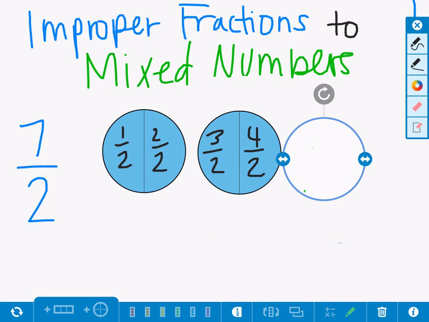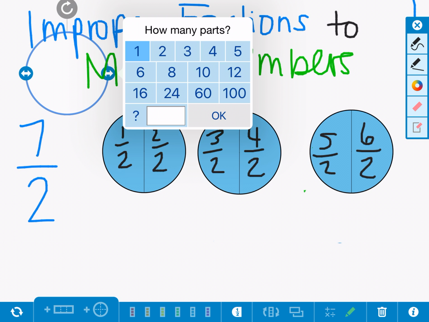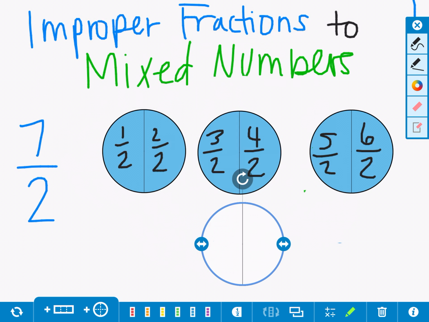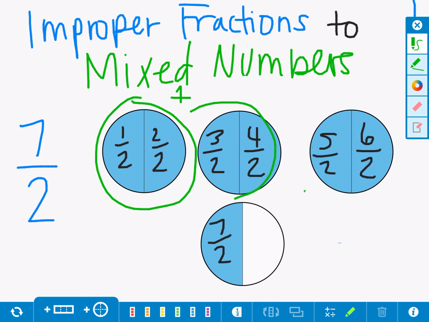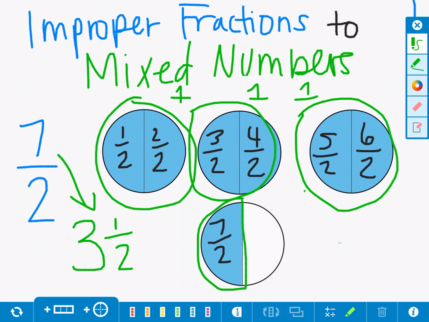And now we have 5 halves and 6 halves. And finally, we have 7 halves. So here are our whole numbers. This is 1 whole, this is 1 whole, and this is 1 whole. So 1 plus 1 plus 1 is 3. And then we have this half left. So 7 halves is equal to 3 1/2.